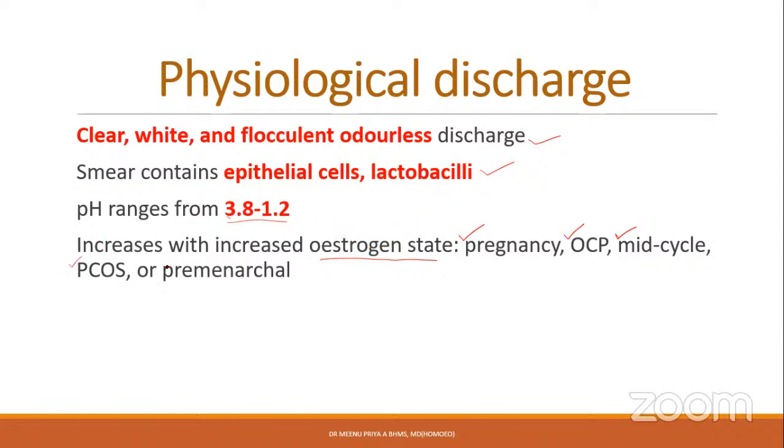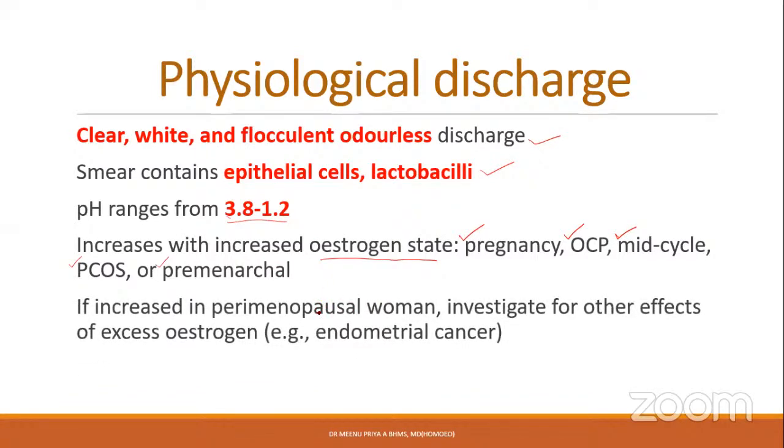So in premenarchal girls there is also an increased estrogen state, so here the discharge is increased. If it is increased in perimenopausal women, investigate for other effects of excess estrogen. Usually in perimenopausal women there should be reduced estrogen. That is the normal physiology that occurs in menopause. It is a hypoestrogenic state, the menopause. So it should be reduced estrogen.